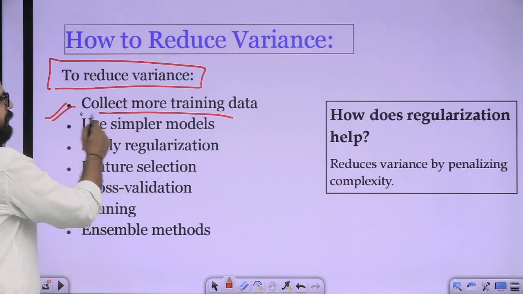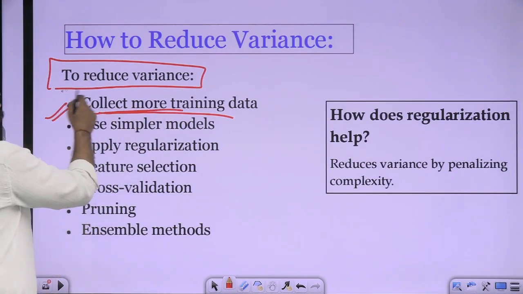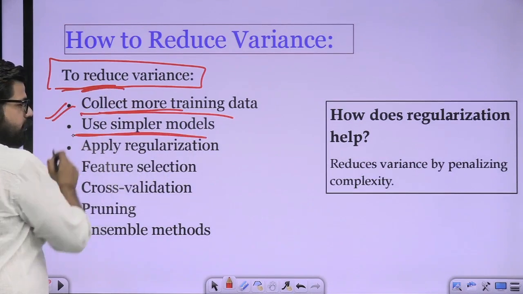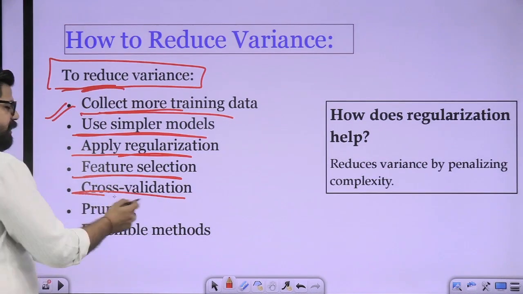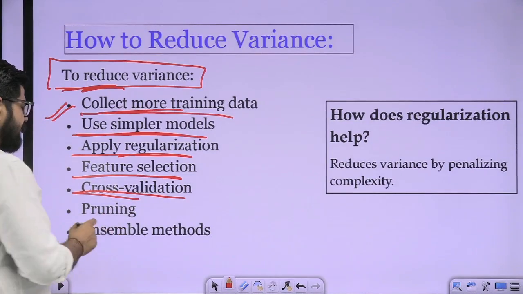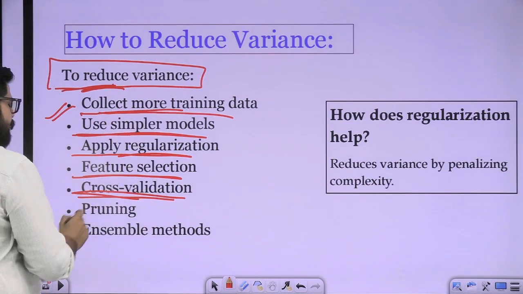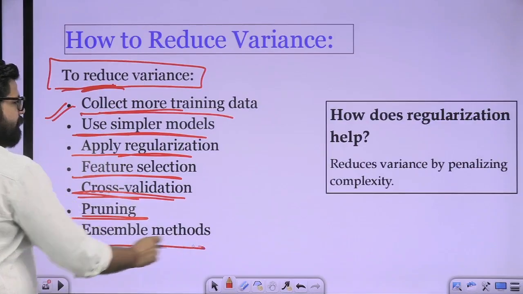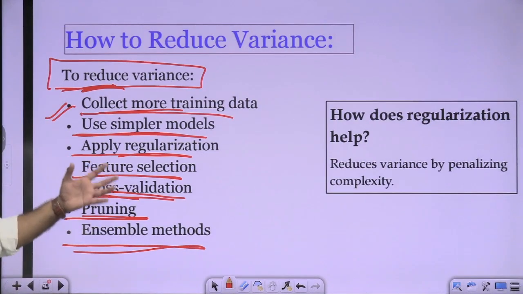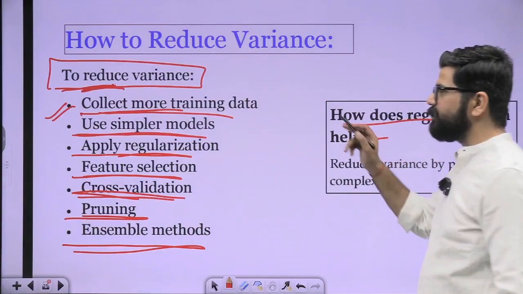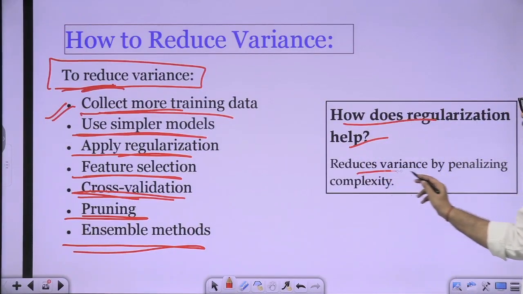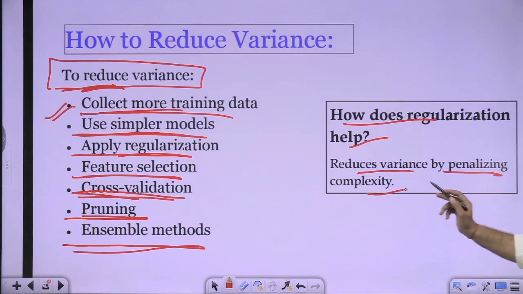So collect more training data here if you want to reduce your variance. Use a simpler model, apply regularization, feature selection will be there, cross validation is a technique through which you can reduce your variance, pruning will be there, and sampling methods will also be there. There is a question most commonly asked in interviews: how does regularization help in reducing variance? Simply, it reduces variance by penalizing the complexity.